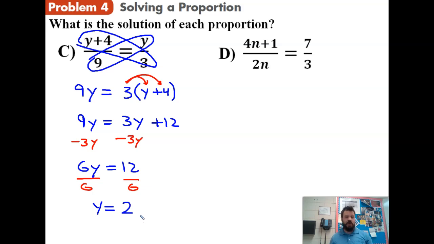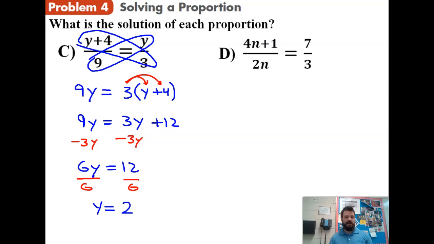All right, when you get an answer to an uglier one, you can check and make sure that works. When y is 2, we have 2 plus 4, which is 6, 6 over 9. That would reduce down to 2/3, which would be the other side. When y is 2, we'd have 2/3. Because just like with any equation, you could plug that in to check.